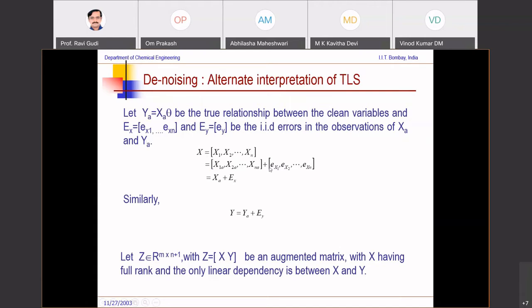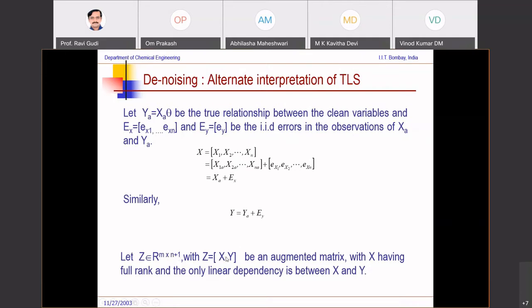Then, assuming that the errors are additive, which is also a big assumption, but let's assume that the errors are additive, X can be written as XA, which is the clean A, typically unknown, plus EX, and Y is YA plus EY. Okay. And now when I construct Z, since X is M cross N and I augment Y, Z becomes R M cross N plus 1.